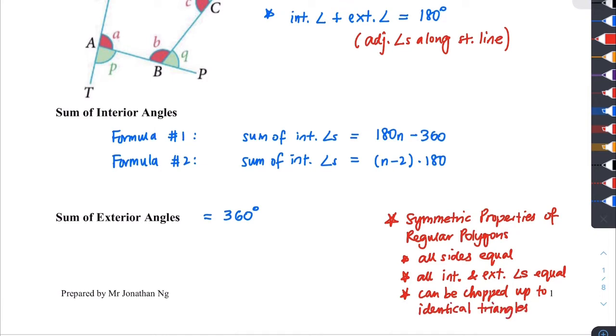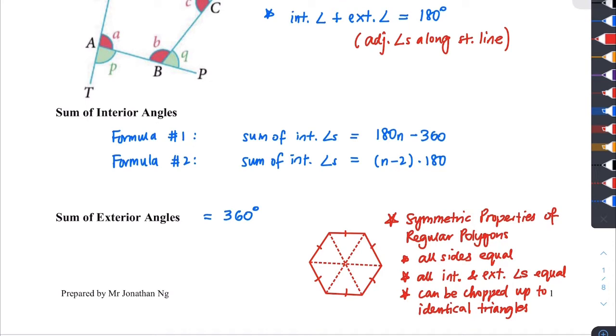Okay, now one example would be something like this. Okay, 1 2 3 4 5 6. Let's just assume that this is a symmetric hexagon, a regular hexagon. So let's say if you start from the center, and if you draw lines like this, you can actually divide it, you can chop it up into 6 identical triangles.